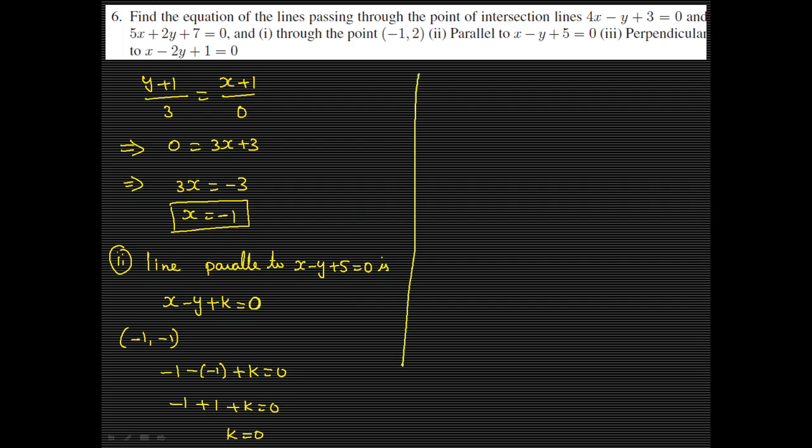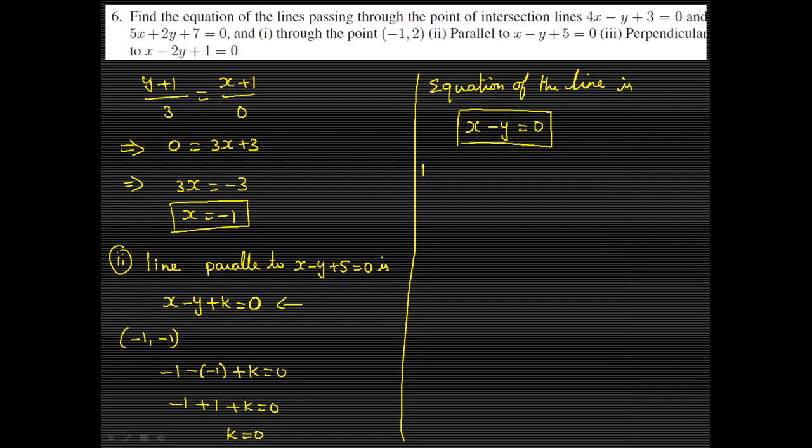Therefore, the equation of the line: substitute k in this equation, and you will be getting x minus y is equal to 0. So this is the answer for the second subdivision. Now we'll go to the third subdivision. The third subdivision is that the equation of the line is perpendicular to x minus 2y plus 1 is equal to 0.